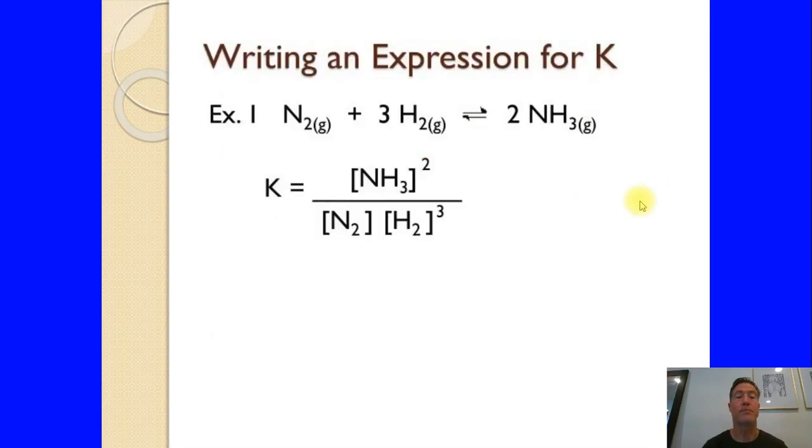So let's look at writing an expression for K based on this reversible chemical reaction. Okay, reactants here, products here. Again, we're going to take products raised to their coefficients over reactants raised to their respective coefficients. That's the Q expression.